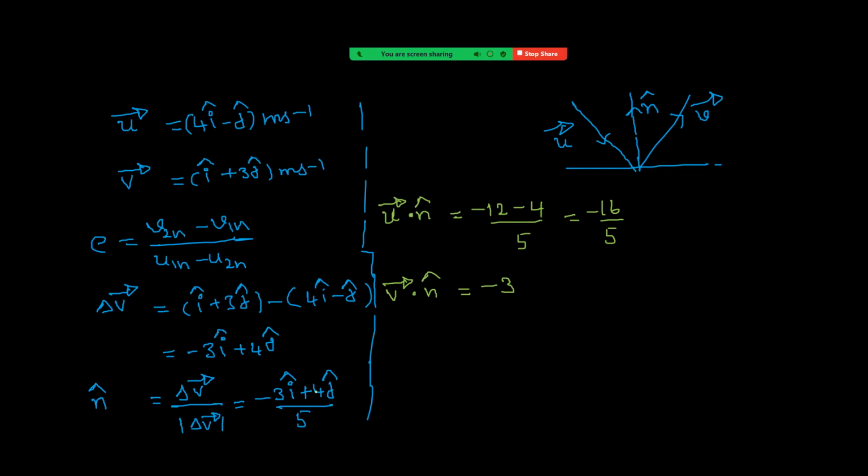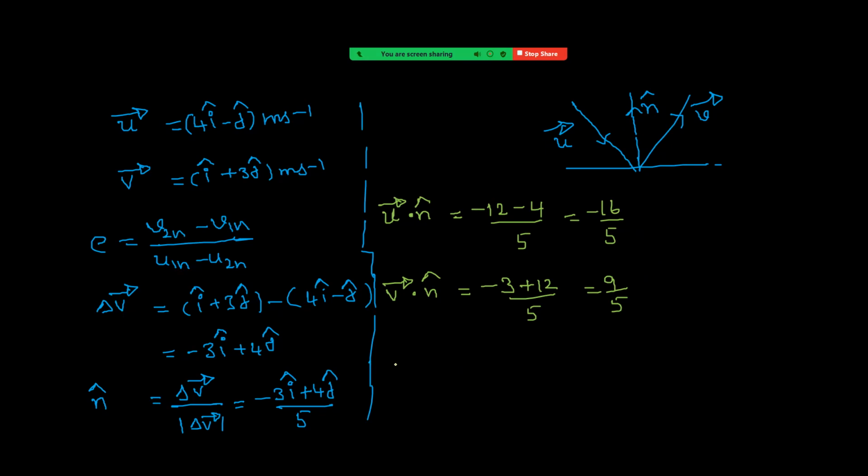3j cap dot 4j cap. That is plus 12 upon 5. It is 9 upon 5. And you can see this is positive because its a component is along n cap. And its a component is opposite to n cap. See, one is velocity of approach, other one is velocity of separation. That's why one is positive and one is negative.